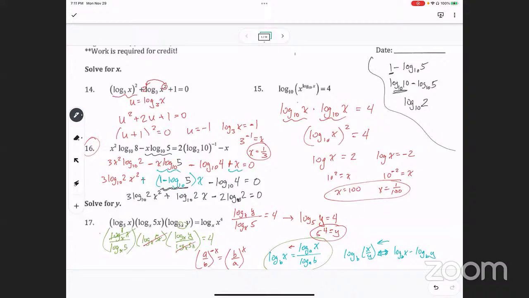Wow. What if I let u equal log base 10 of 2? Would that make things a little bit easier to see how that factors? Does it factor, or do I have to use the quadratic? I'm guessing it's going to factor.